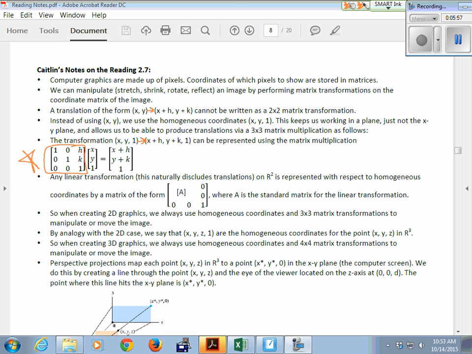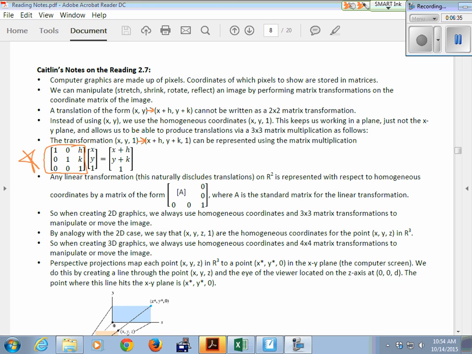That's why we had to do this weird thing where we work with the homogeneous coordinates, because we could not come up with a 2x2 matrix transformation that would move x, y to x plus h, y plus k. So this is a tricky little workaround that makes it work. Yeah, it's just a placeholder to make it work. Yep. All right, and then anything other than a translation, like a rotation, a dilation, that's a stretch or a shrink.